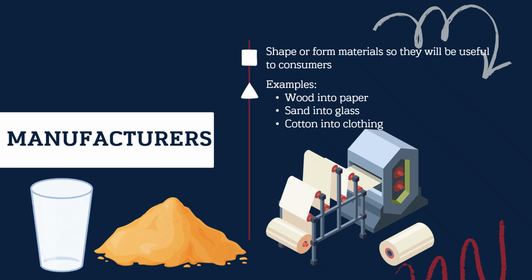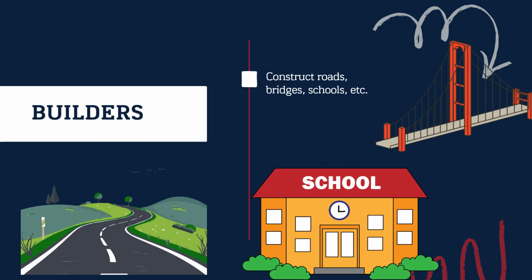Manufacturers shape or form materials that will be useful to consumers, such as turning wood into paper, sand into glass, and cotton into clothing, as some examples. Builders, of course, construct roads, bridges, schools, buildings, and our infrastructure, etc. And all of these contribute and are classified as producers.